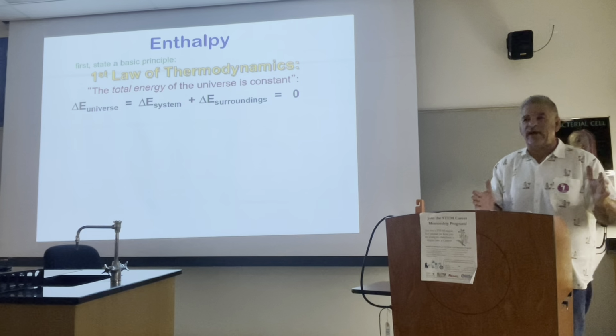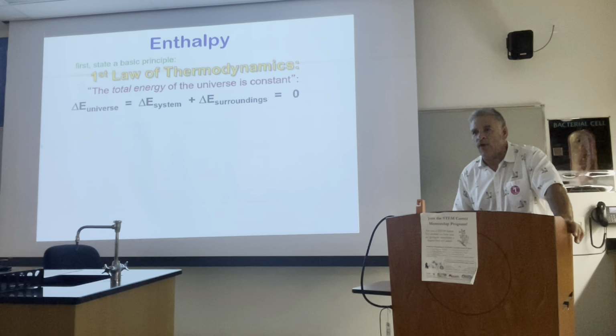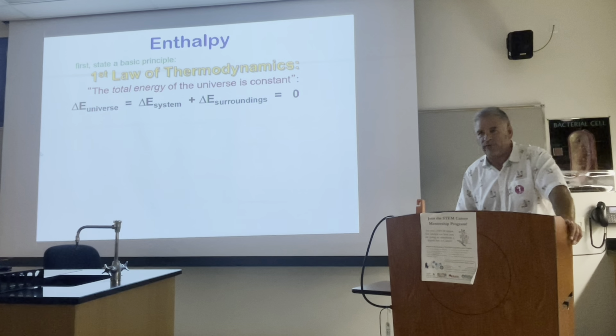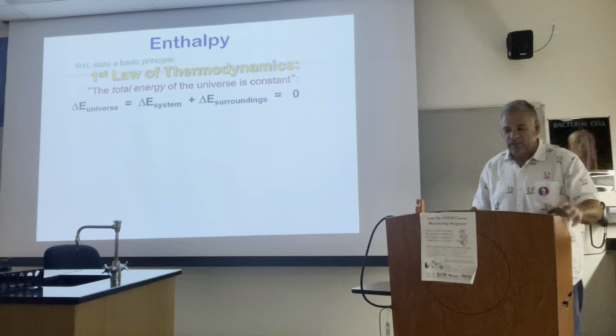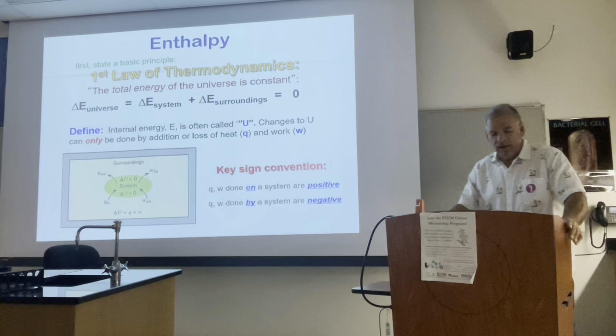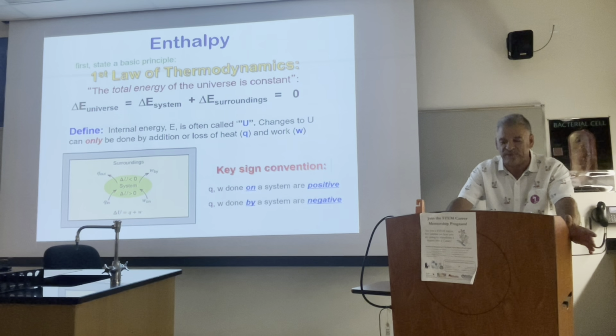So we can limit the size of the universe, or we can make it bigger, depending on what we want to accomplish. But the overall change in energy is going to equal zero. So we have a plus and a minus. If we gain energy in one part, we lose energy in another. That's all that's saying. Internal energy, E, is often called U. E is often called U. So if you're looking for this in research, sometimes you'll see internal energy as E, sometimes you'll see it as U. It's the same thing.